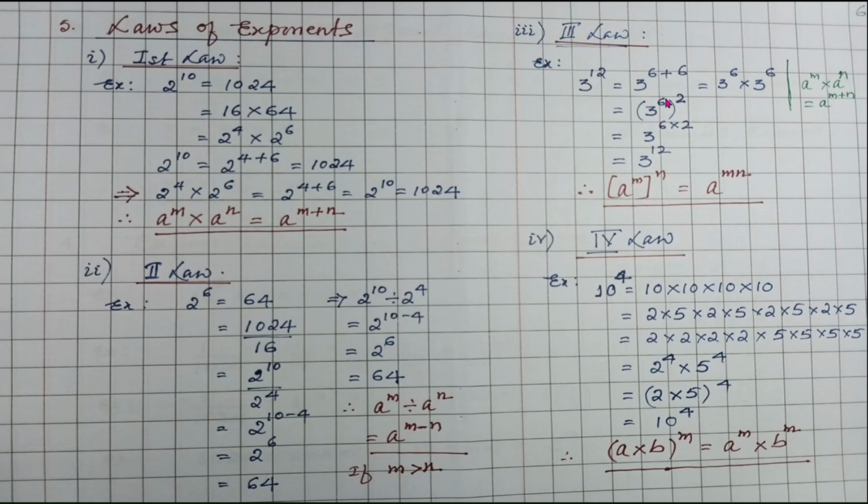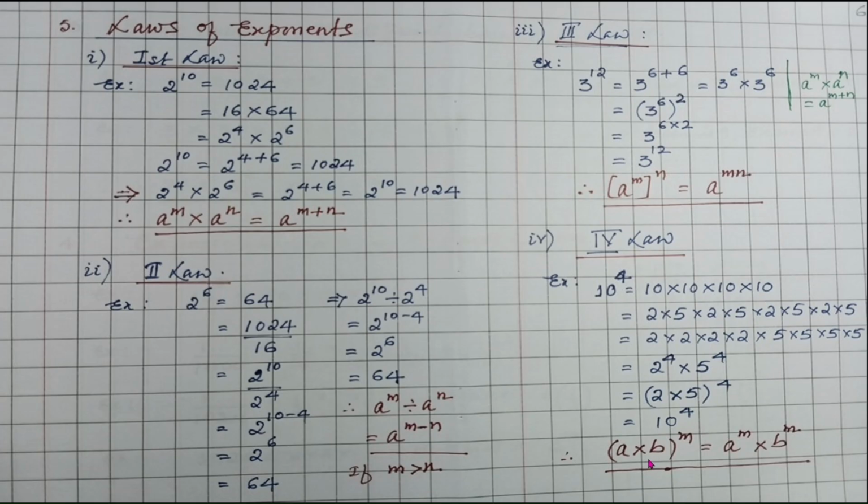That means a raised to m, here 3 raised to 6 into 2, is 3 raised to 12. Instead of 3 we have taken a, instead of 6 I have taken m, instead of 2 I have taken n. So (a^m)^n is equal to a^(mn). The meaning of this is that multiplying a^m n times is the same as multiplying a, mn times. So that is the law, and a very important law for us to remember.